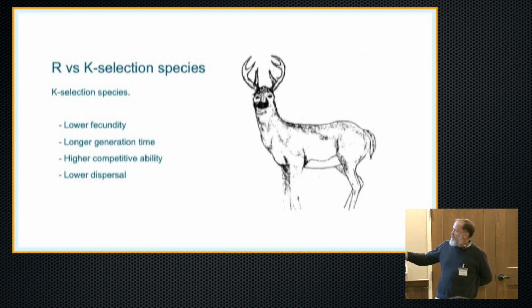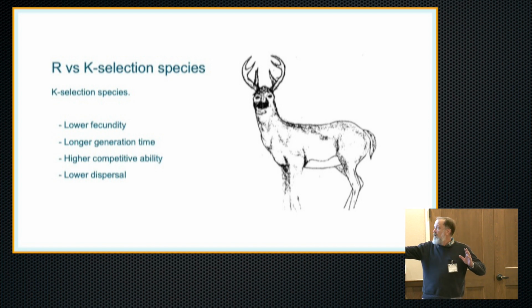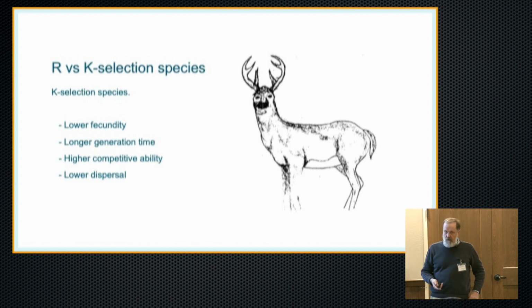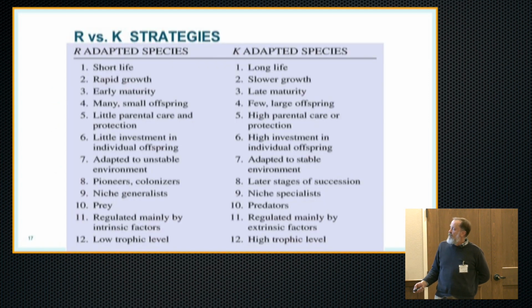Then your K selection species tend to have fewer offspring. They live longer, and they tend to be highly competitive, and they tend to not regenerate as quickly. So these are more what your predator organisms are going to tend to fall into, this K species. And so that takes them more time to regenerate.